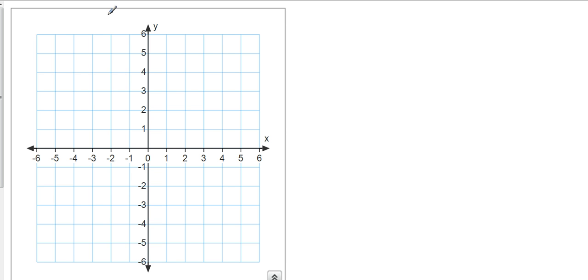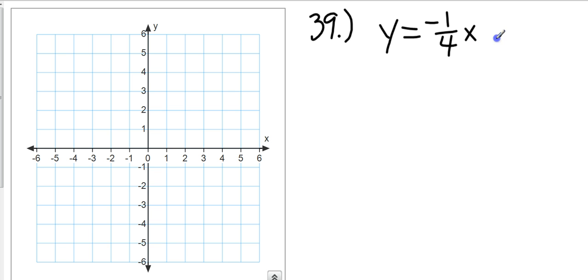39 is y equals negative 1/4 x plus 5. I'm sorry, what was that? Plus 5? Yes, plus 5. Okay, so my slope is negative 1/4. Now, there were many people that asked, do I put the negative on the 1 or do I put it on the 4? It doesn't matter because it's going to send you opposite directions, but it would be the same line. Okay, so either one would work.